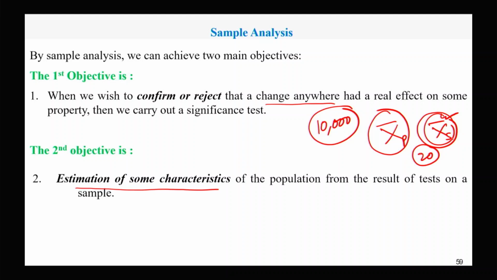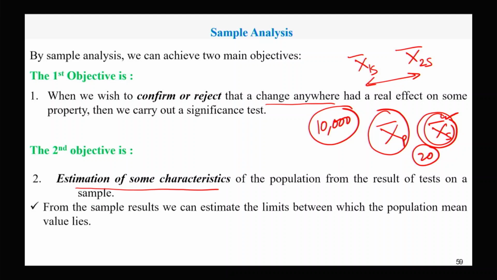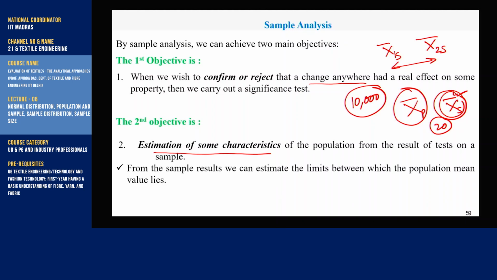Here we can say we will measure x1s, that is the lower limit, and x2s from the sample. Through the sample we can get one range. So this range, these limits, we can estimate. Within this limit we can estimate that the population mean will definitely be there.